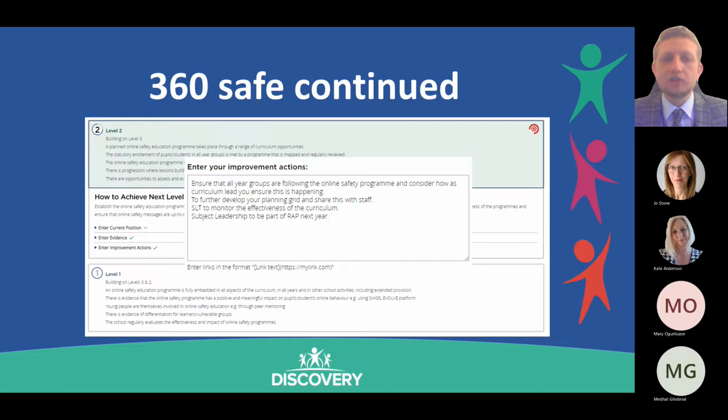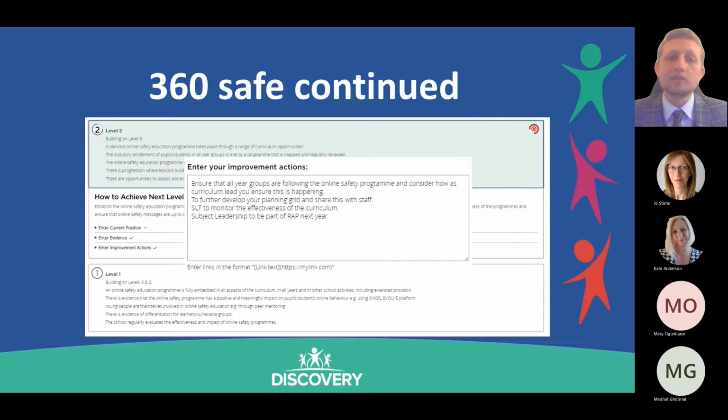You enter in your position. You then enter the evidence of what that might look like, whether it's lesson plans, progression of skills, tracker documents, or photos of evidence of lessons. We do ours in a OneNote, so all our evidence is within OneNote. And that allows you to build that picture of evidence of where you're at, ready for when, if you want to, you get the assessment, get the online safety mark.